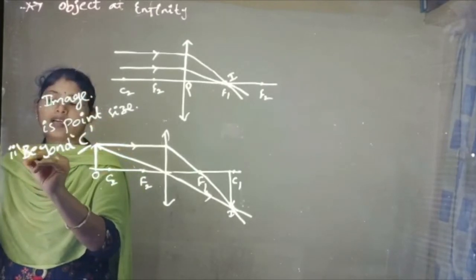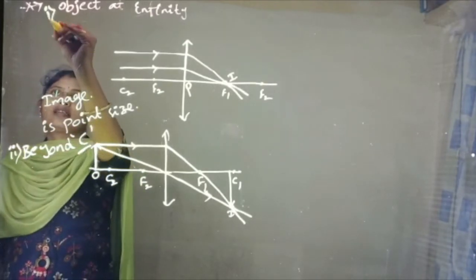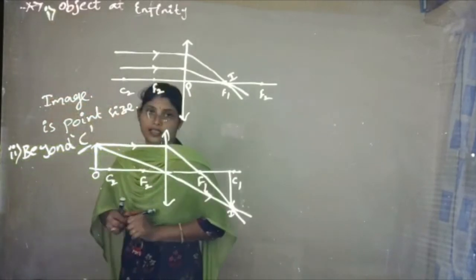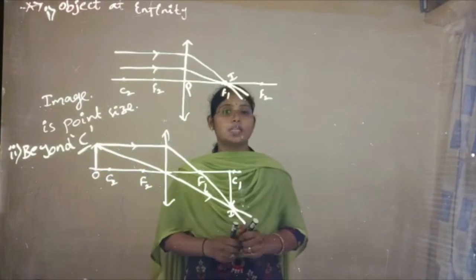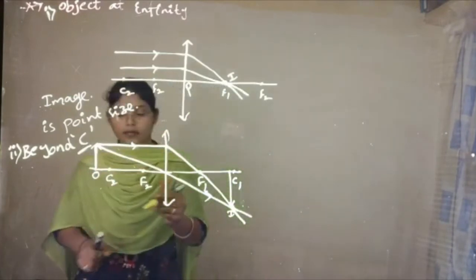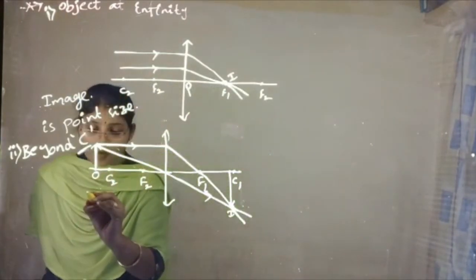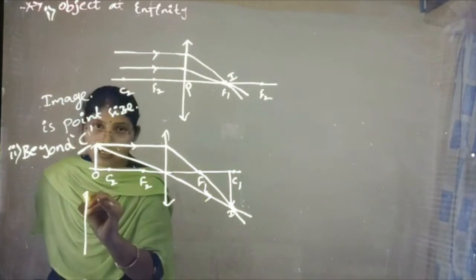So this is the first case. Next, the third case: if the object is placed on C. Now this is the lens.